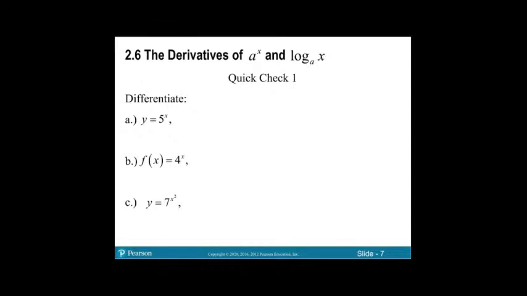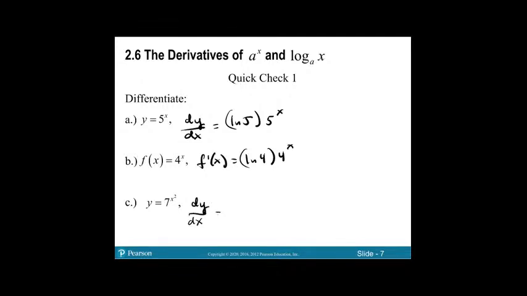Differentiate. So then our dy by dx is going to be the natural log of 5 times 5 to the power of x. F prime, natural log of 4 times 4 to the power of x. Dy by dx, natural log of 7 times 7 to the power of x squared times the derivative of x squared, which is 2x. Okay?